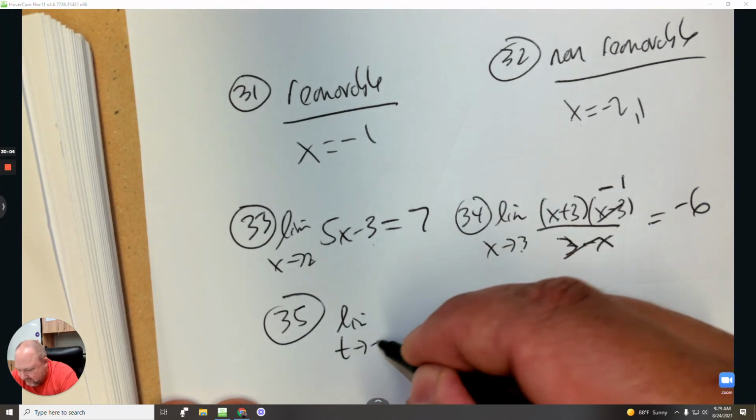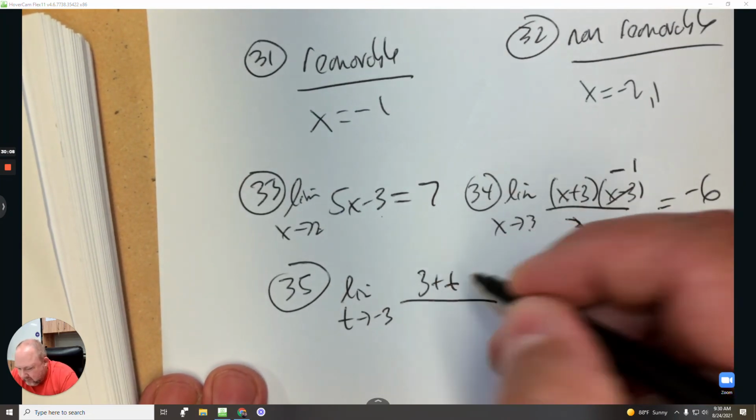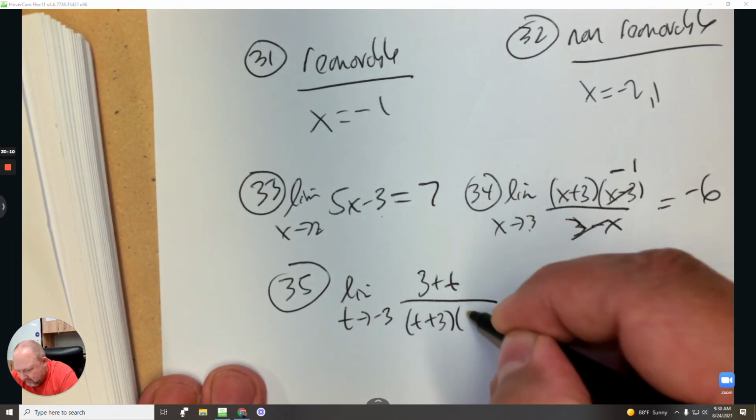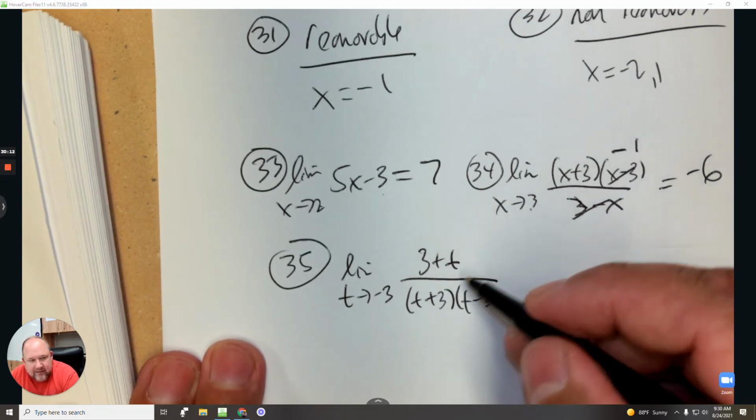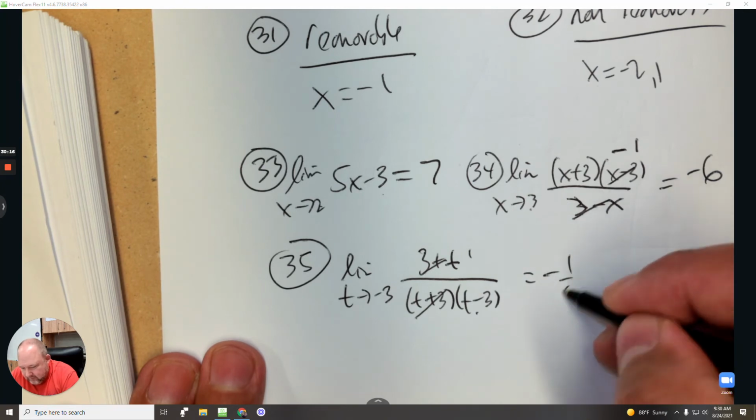Again, we're using t. Gotta be careful there. We're going to factor. So that's going to be t plus 3 and t subtract 3. These eliminate. If you plug in negative 3, you get negative 1/6.